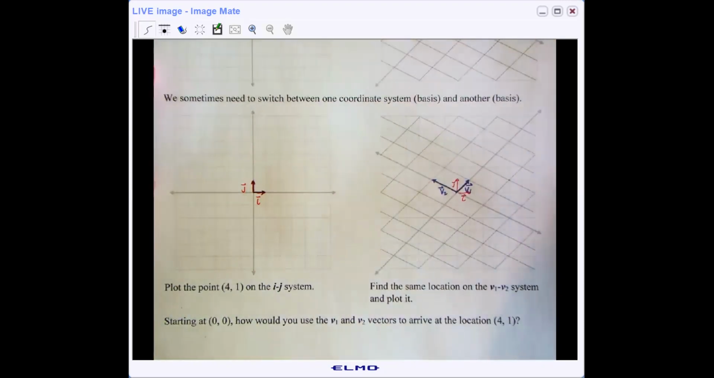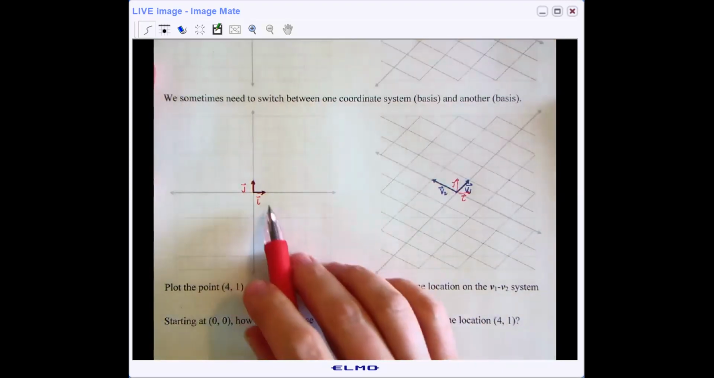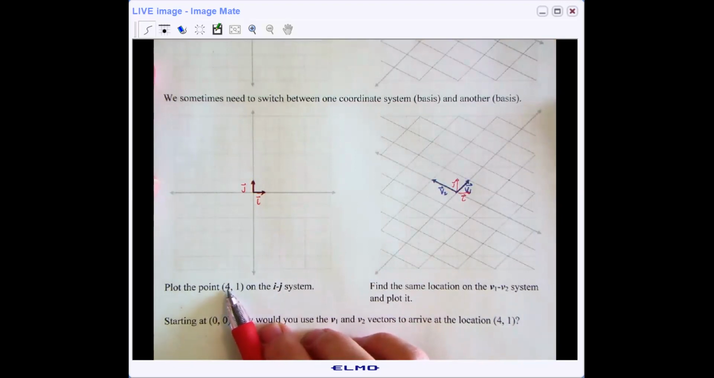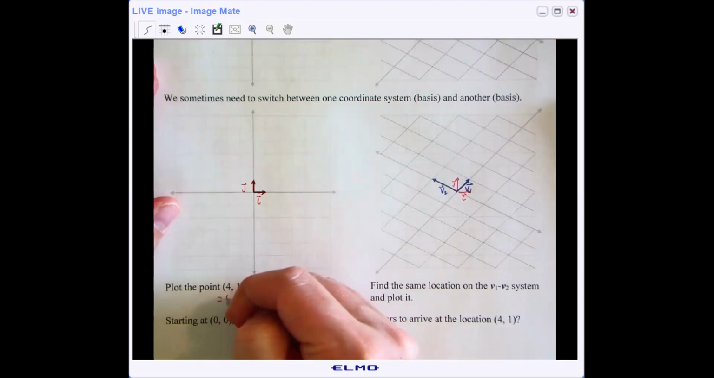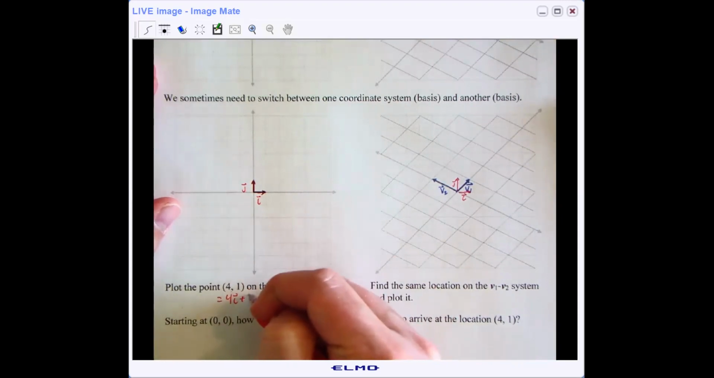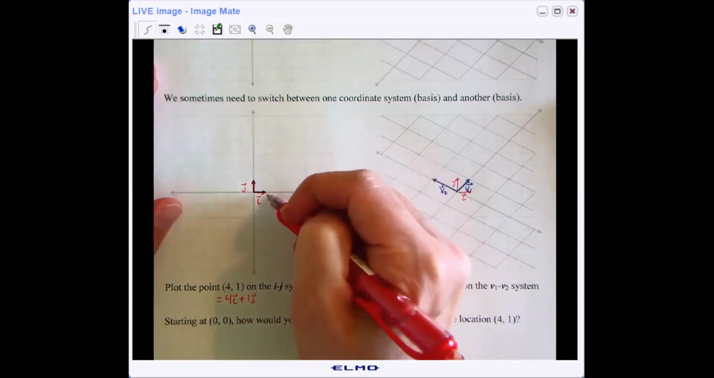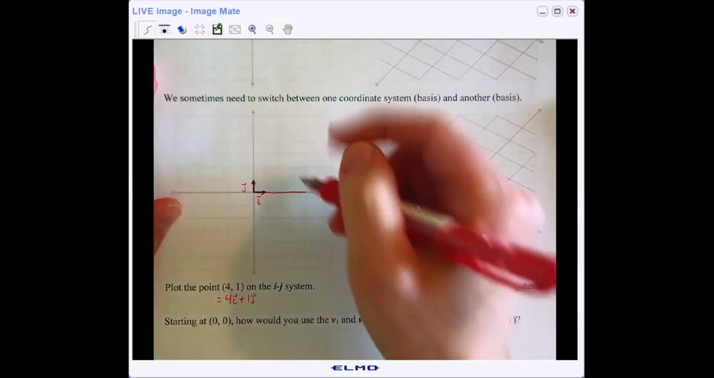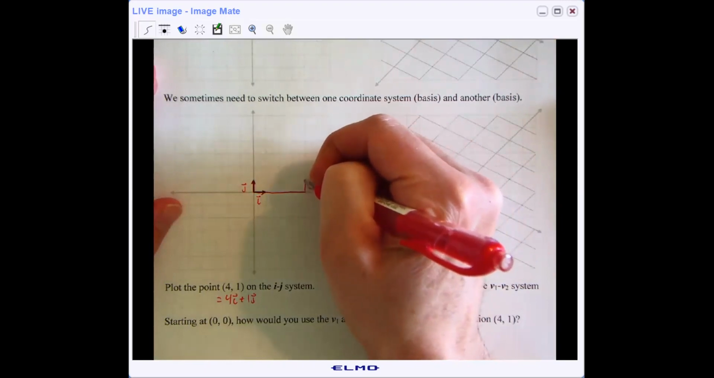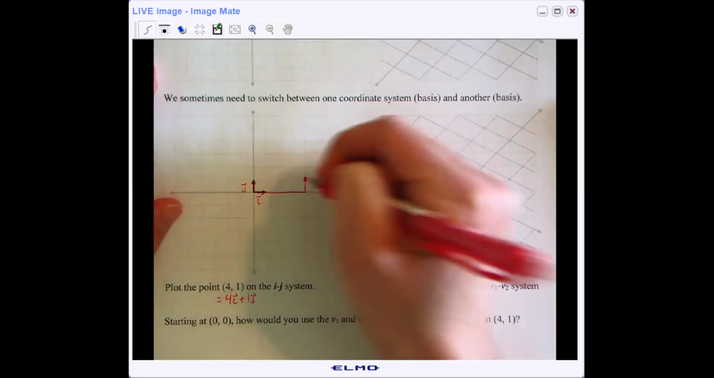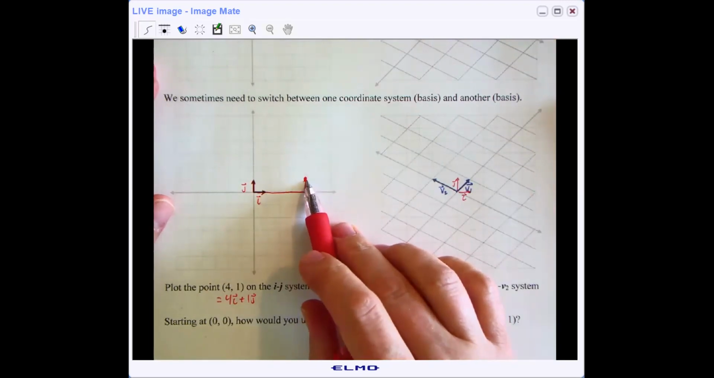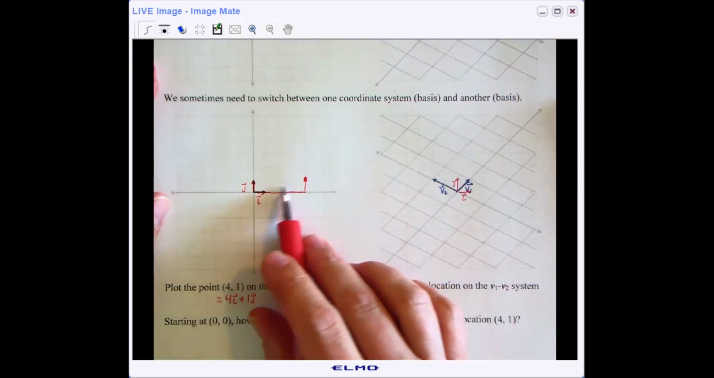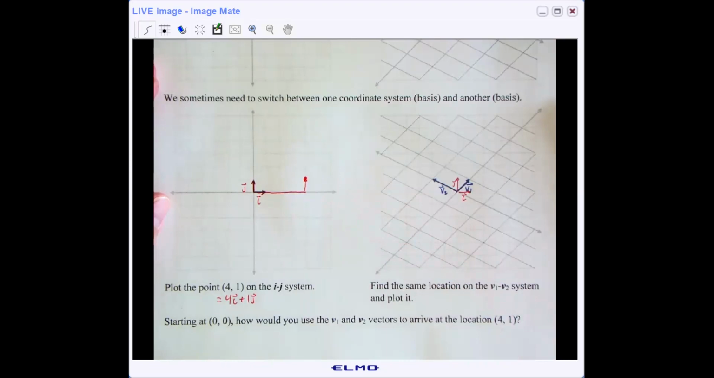If we wanted to plot the point (4, 1) in the IJ system, what that literally means is 4 of the first vector plus 1 of the second vector. We sometimes note that as 4I plus 1J. So we go 1, 2, 3, 4 of the I vector plus 1 of the J vector. The point (4, 1) is here. If you wanted to, we could connect it to the origin and make a vector out of it.